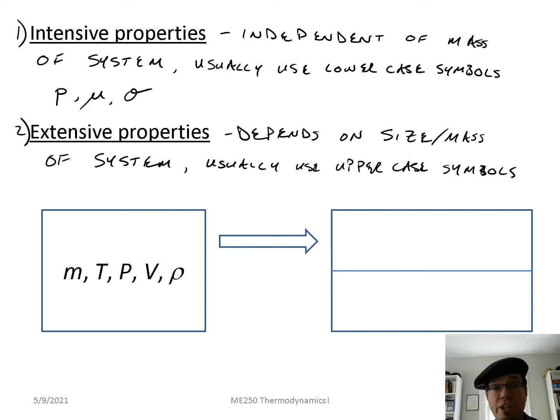Well, so which are which? Here's a system. It's got some mass, temperature, pressure, volume, and density here. Which are which? There's a really simple trick, and that simple trick is to divide the system into 2 halves. So it's the exact same thing. We've just cut it in half. And then ask yourself, what is the property in that half system?